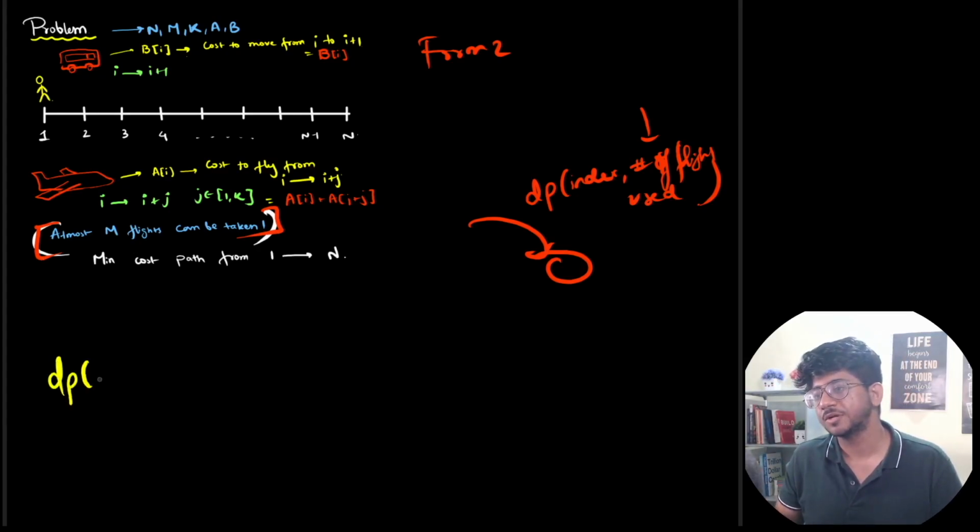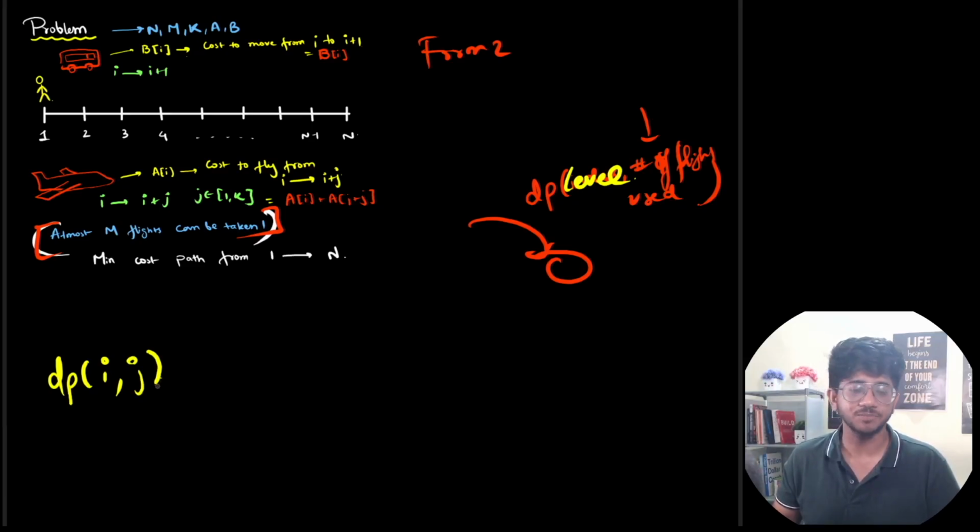So dp of, I'm going to write index as I from now on, or level as I, and number of flights as, let's say, j. We can keep j, no problem. This is which level you are at and which flight you are currently taking. So a number of flights that you have taken till now, ending at this particular place.